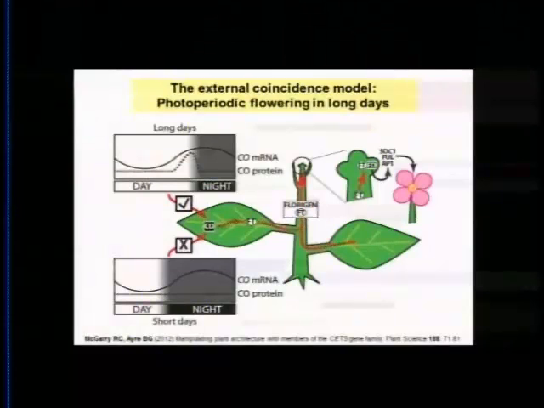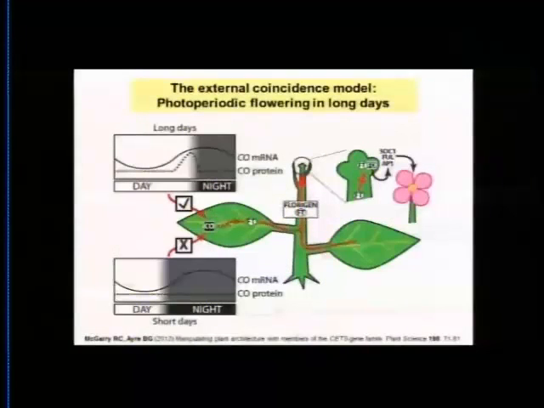Constans is transcribed following a photoperiodic cycle. About mid-evening, it starts to increase its expression level, and then it drops down again for the day. Now, the protein that results from that transcript is stabilized by light. So in a long day condition, when the light is shining, the constans protein is stabilized, and it can then act as a transcription factor on downstream genes.